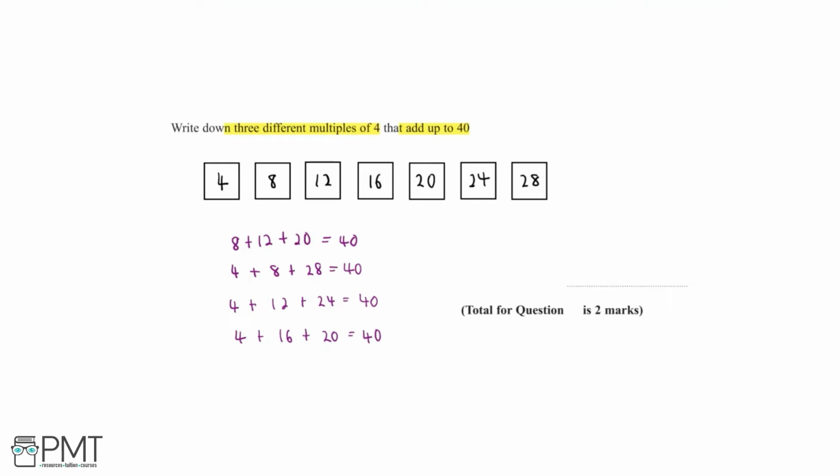And so we can see that we have 4 different combinations of different multiples of 4 that add up to 40. And so it doesn't matter which of these combinations we write down as our final answer, because all of these are correct. But we do need to write down one of them. So in this example, we're going to use the numbers 8, 12, and 20. But any of the combinations in purple will still be correct. Now this question is worth 2 marks, and we automatically get the full 2 marks for writing down 3 different multiples of 4 which add up to 40.